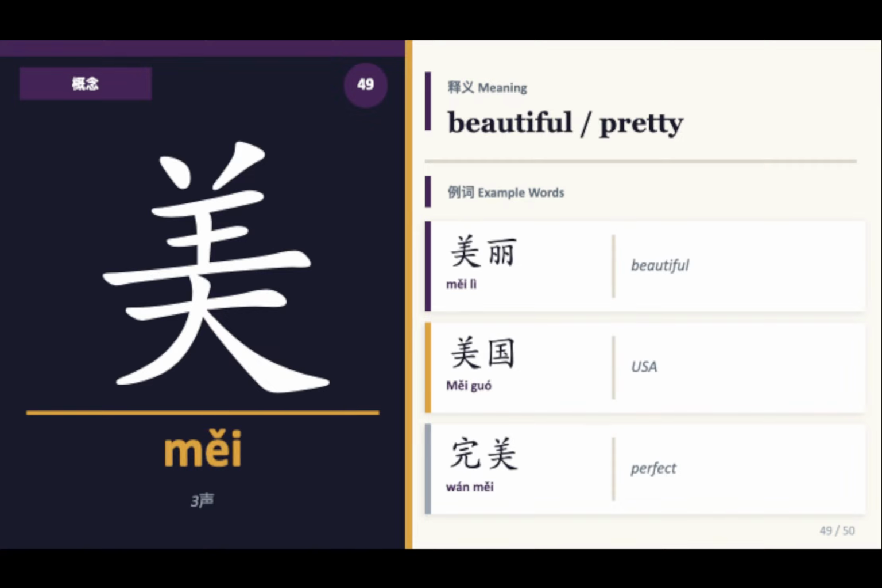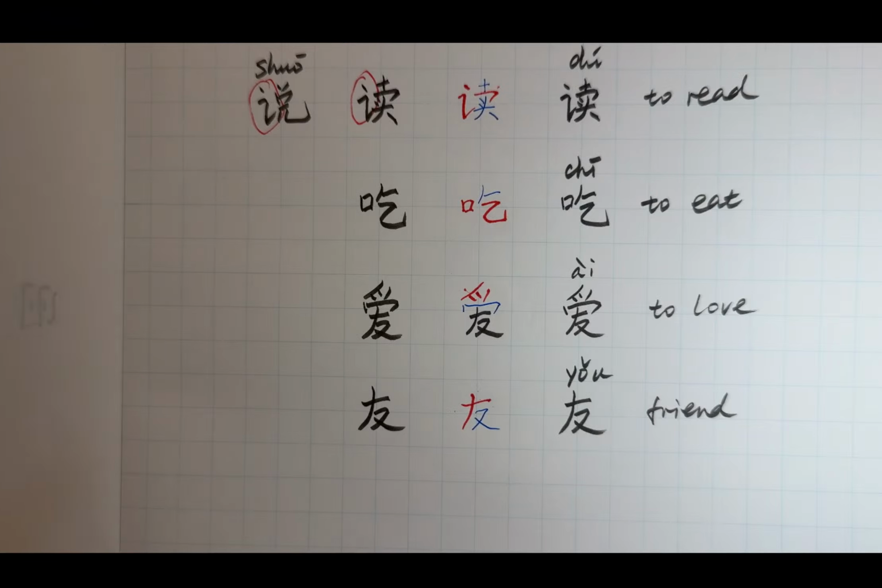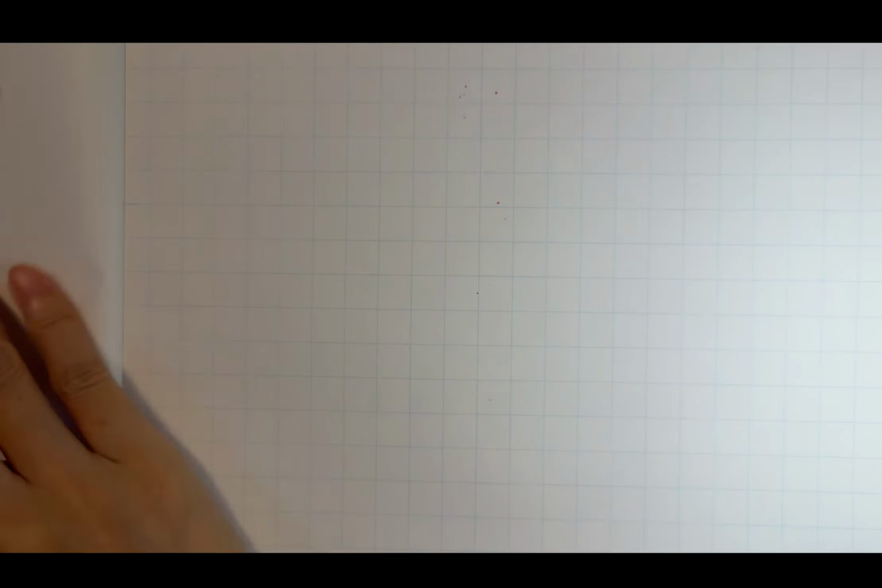美 is pretty, beautiful. 美丽 is beautiful. 美国, beautiful country, USA. But it doesn't mean that; the name came from the pronunciation, because America, 美 sounds like 美. 完美 is perfect. And then the last one is 中, like middle, center, or means China. 中文, Chinese language. 中间, middle. 中学, middle school. So let's write these characters and then we can finish today's session.